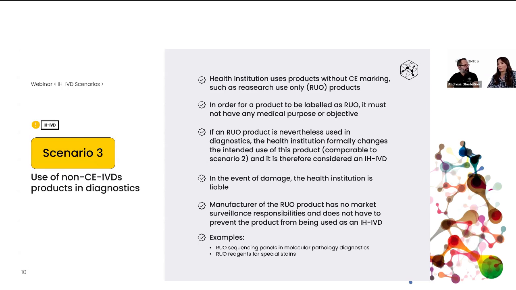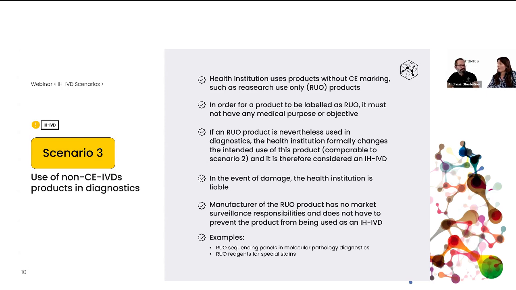And the manufacturer of the IUO product has actually no market surveillance at all, and also does not have to prevent the product from being used as an in-house IVD. And examples for this scenario would be that the health institution uses an IUO sequencing panel, or maybe also IUO reagents for special stains.